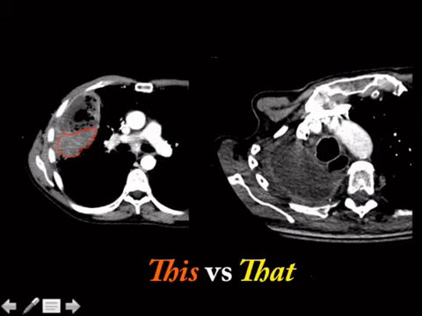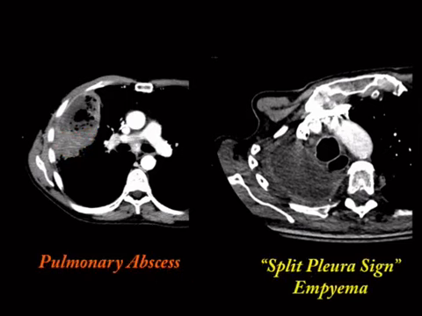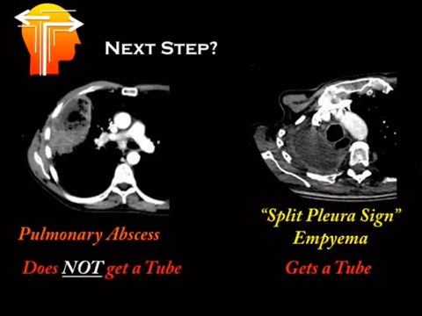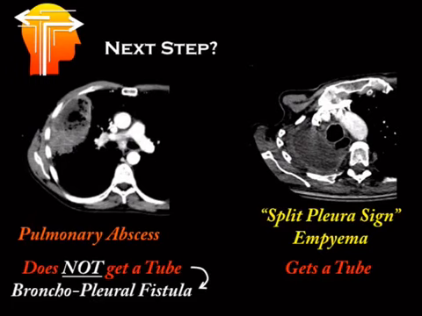Contrast that to the case in yellow, which is the split pleural sign of an empyema, where you've got enhancing pleura here and enhancing pleura here, with fluid outside of that in the pleural space. So these are treated differently. Empyemas can be drained with a tube. Pulmonary abscesses do not get drained with a tube. Don't let them talk you into putting a tube in that, because if you do, you're going to end up with a bronchopleural fistula, which is a massive pain to get rid of.